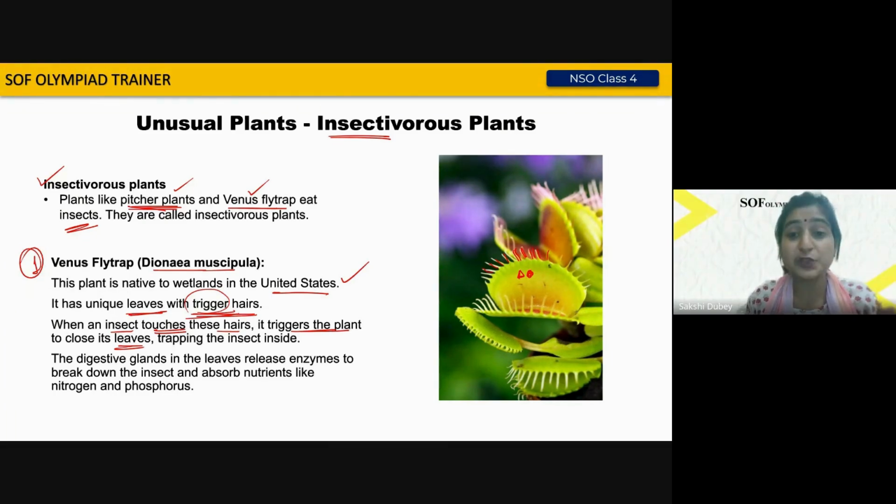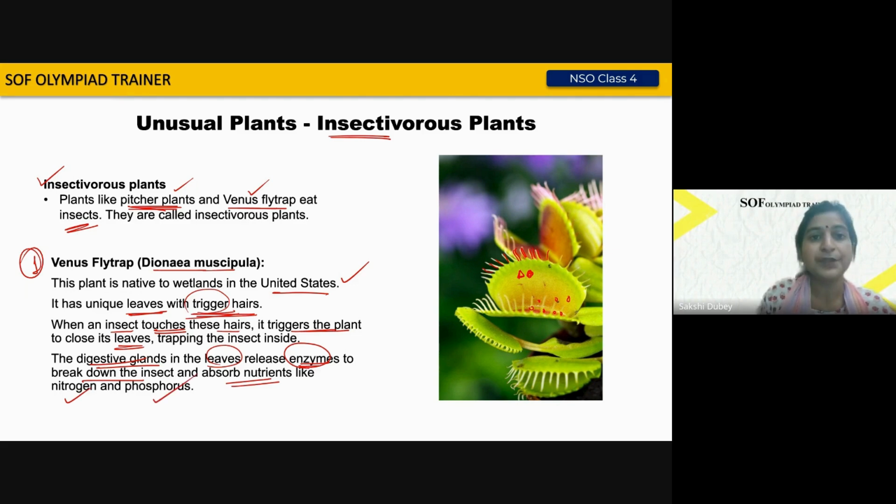It is happening because of the trigger hairs, the hairs which get triggered when the insect sits on the surface of the leaf. After that, what happens? The digestive glands in the leaves release enzymes. These leaves have digestive glands inside them. These release certain enzymes to break down the insect and absorb the nutrients like nitrogen and phosphorus.